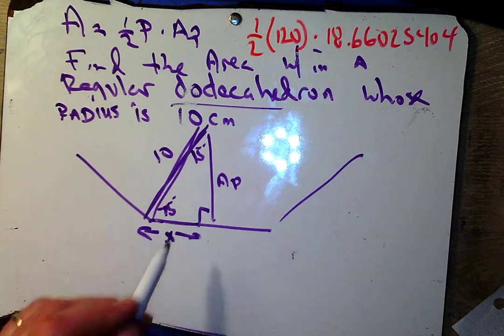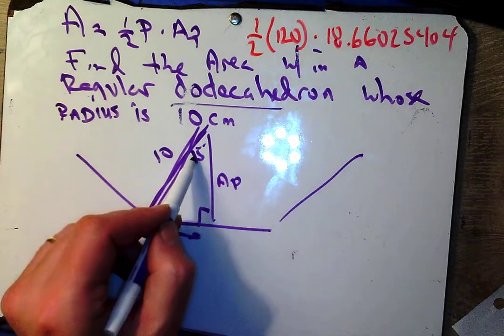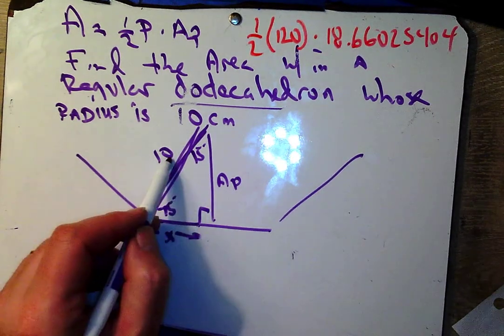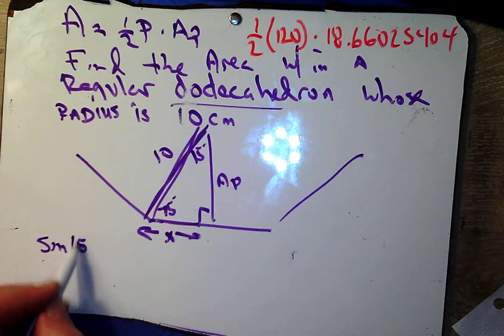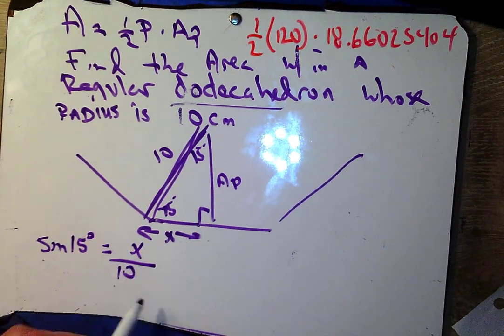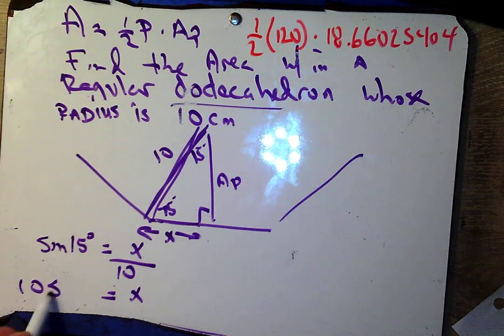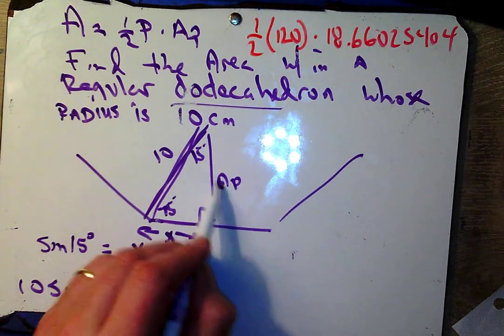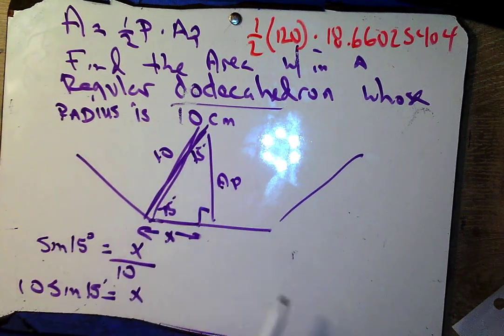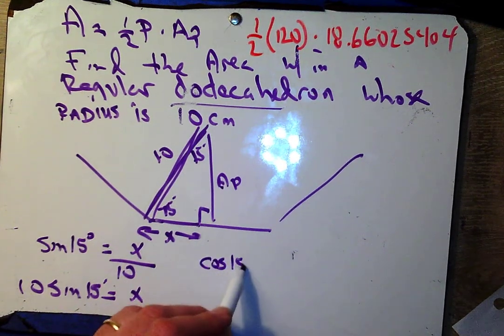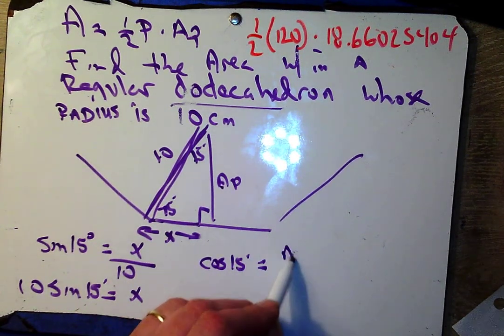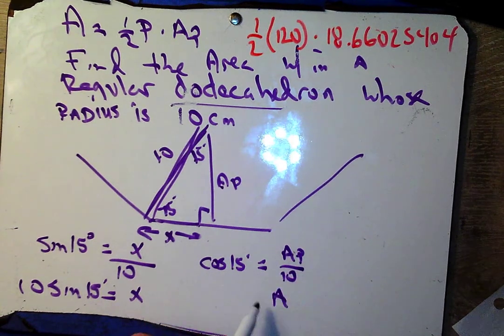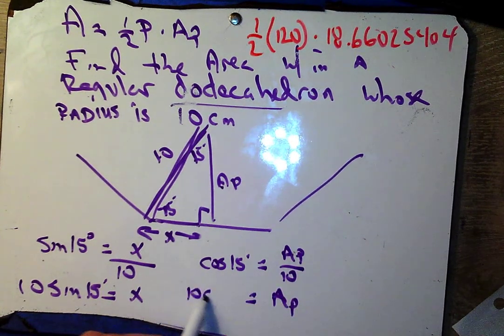So let's say I want to find x. I have opposite and hypotenuse. The sine of 15 degrees is x over 10. So x will be 10 sine 15. Cool. What about the apothem? Well, apothem is adjacent to that, and I know the hypotenuse. So cosine 15 is apothem over 10, and therefore the apothem is going to be 10 cosine 15.